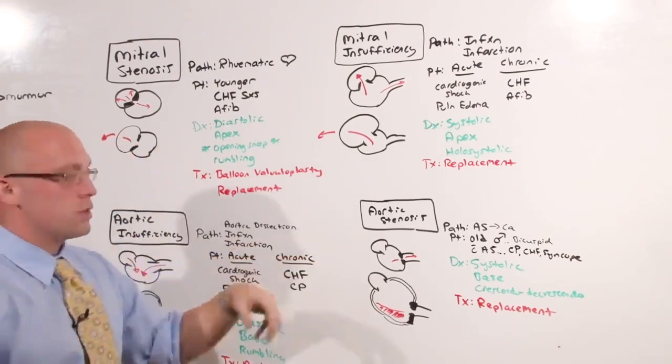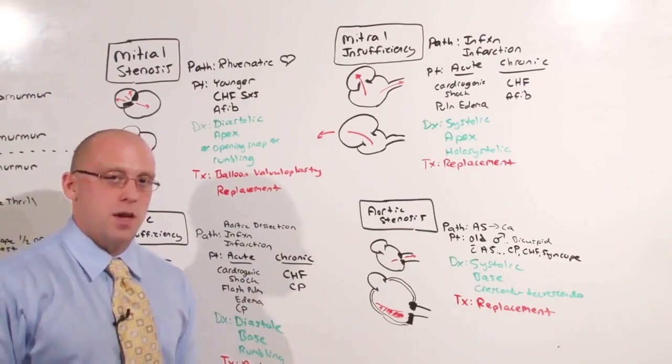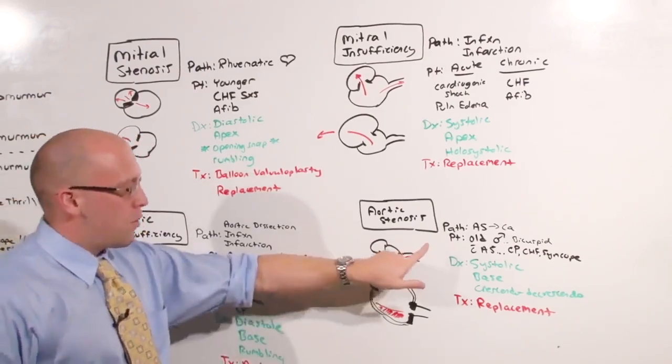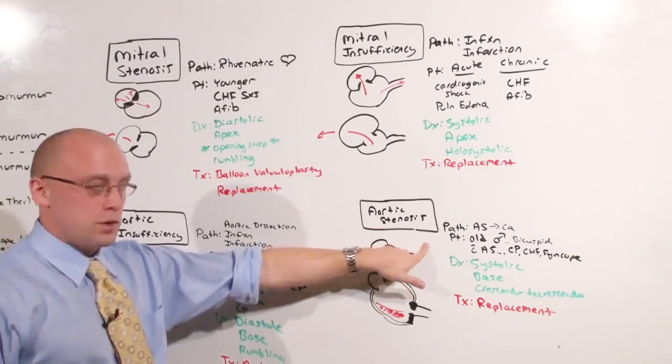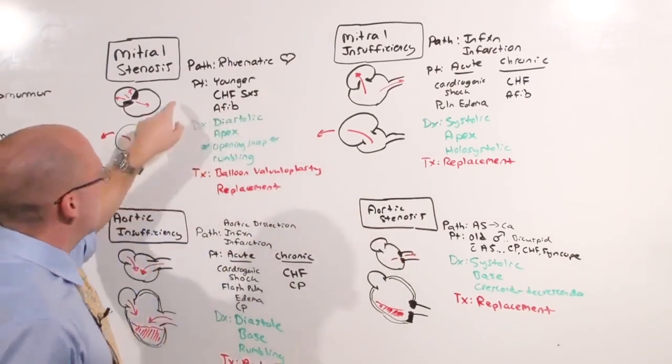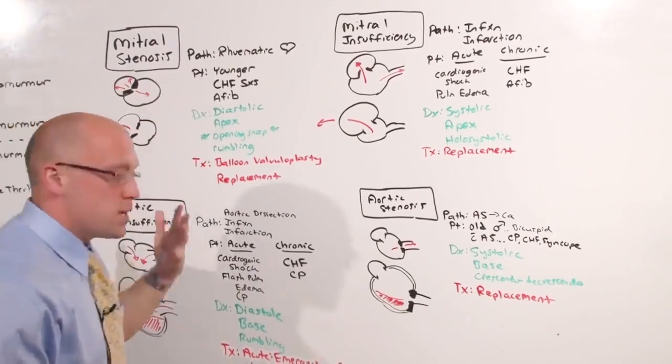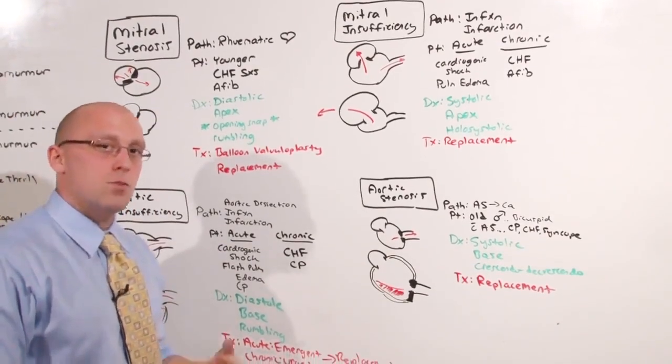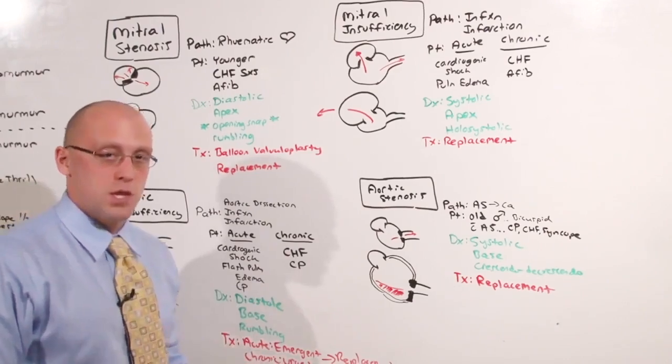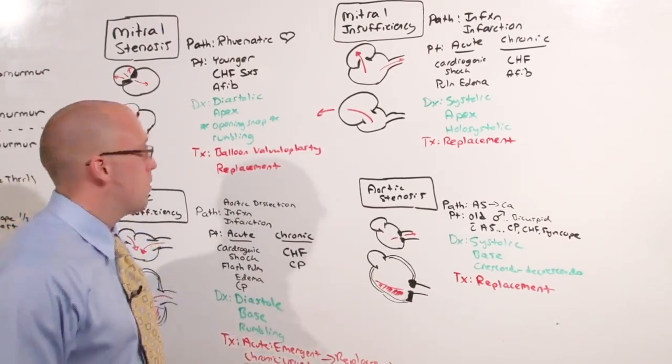Stenotic murmurs are generally more insidious in onset and have to do with either atherosclerosis in the case of aortic stenosis, or rheumatic heart disease in the case of mitral stenosis. It's going to be insidious in onset, so you're going to have more of an AFib, CHF presentation than an acute and devastating presentation.